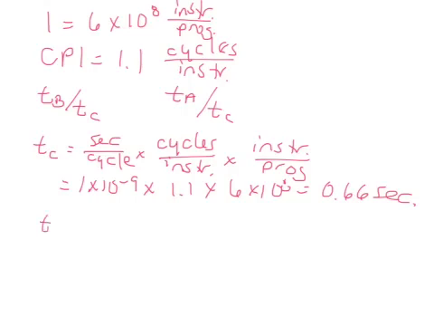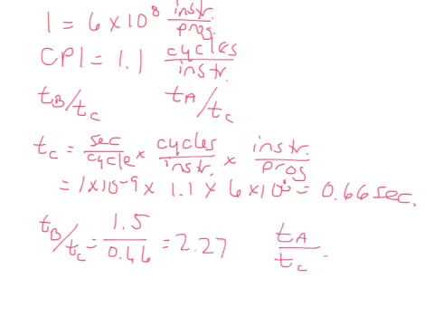So TB over TC is 1.5 divided by 0.66, and that's 2.27. And then TA over TC would be 1.1 over 0.66. That is 1.67.